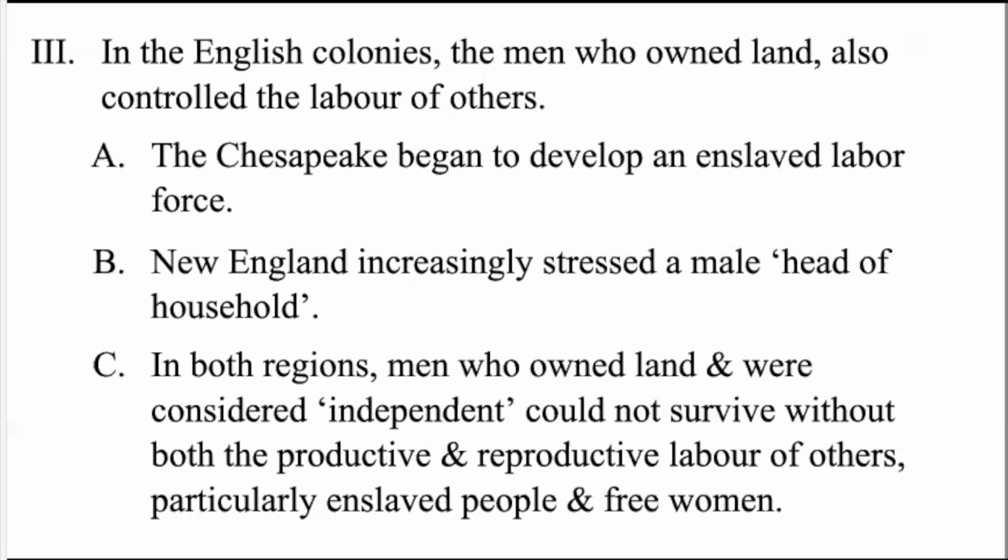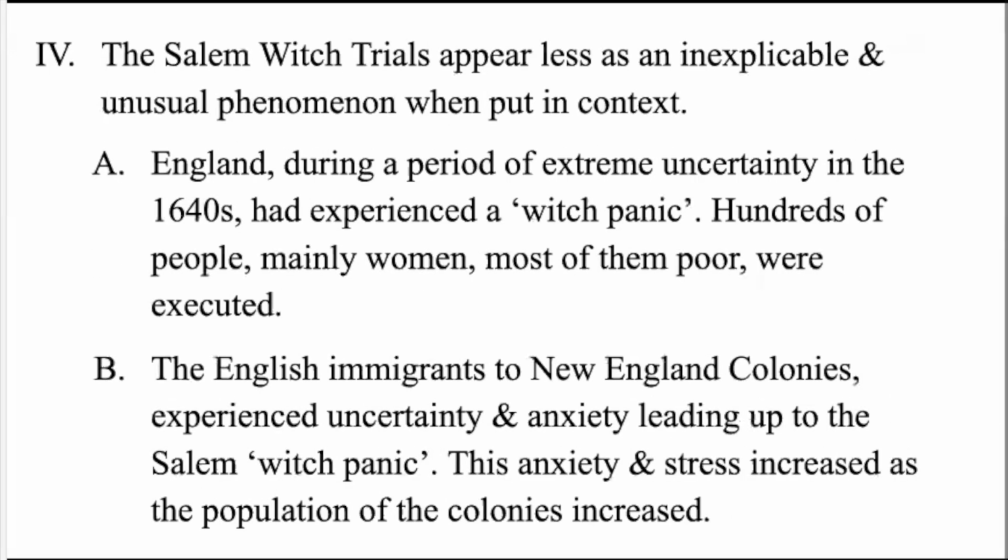In both regions, men who owned land and were considered independent could not survive without both the productive and reproductive labor of others, particularly enslaved people and free women. The Salem witch trials appear less as an inexplicable and unusual phenomenon when put in context. England, during a period of extreme uncertainty in the 1640s, had experienced a witch panic. Hundreds of people, mainly women, most of them poor, were executed. The English immigrants to New England colonies experienced uncertainty and anxiety leading up to the Salem witch panic.